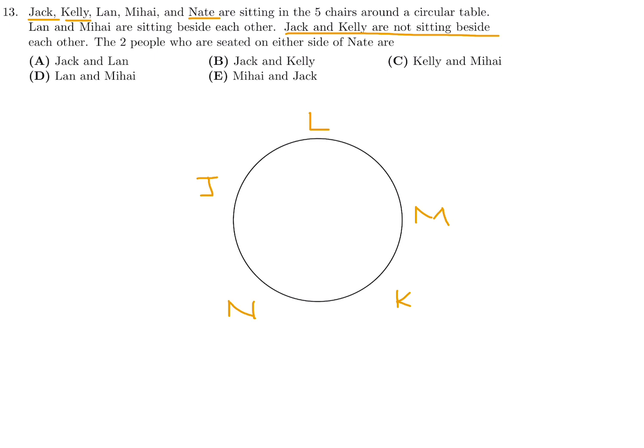Now, the final sentence asks, the 2 people who are seated on either side of Nate. Well, here's Nate. Who are the 2 people on his either side? J and K, Jack and Kelly. So number 13, the answer is B.